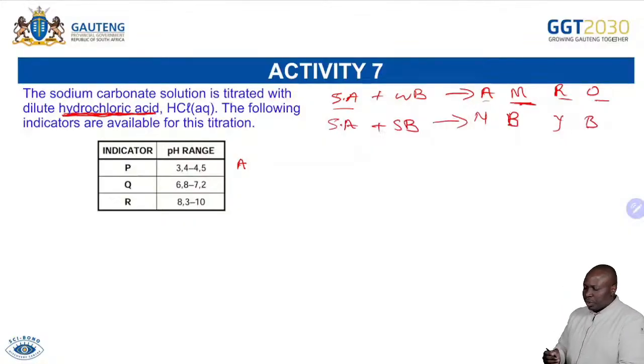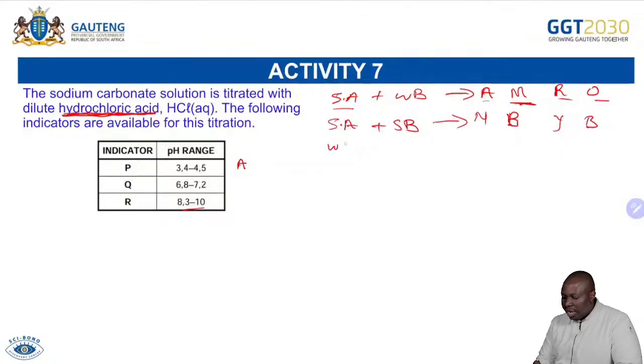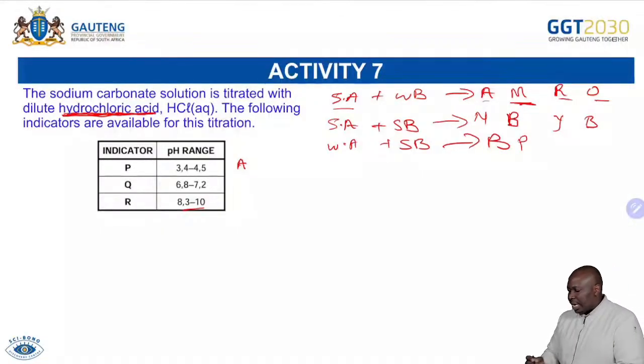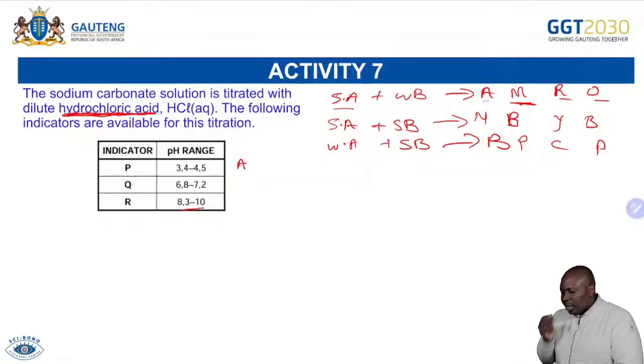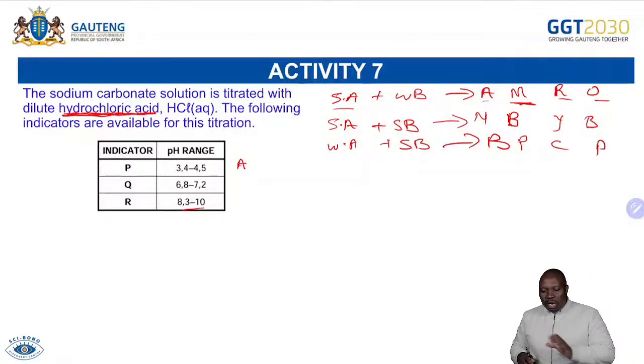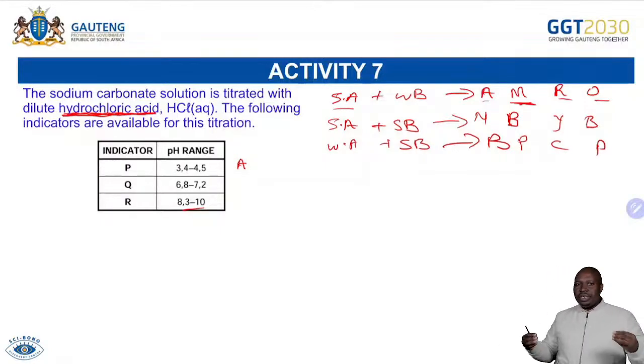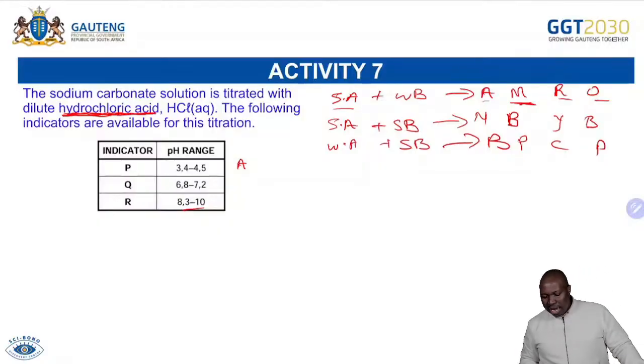As we conclude, when you have the pH between 8.3 and 10, we're talking about a weak acid and a strong base. With a strong base, the solution will be basic. What is the indicator that we use? Phenolphthalein. And what will be the color change? Colorless to pink. So it's important that you know all that during your titration. You know which indicator you are going to use, and this information will definitely help you.